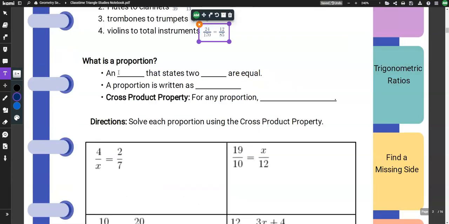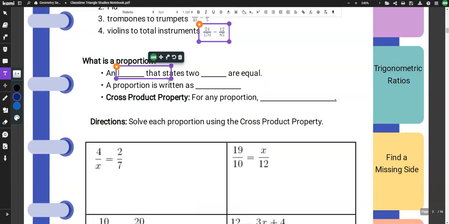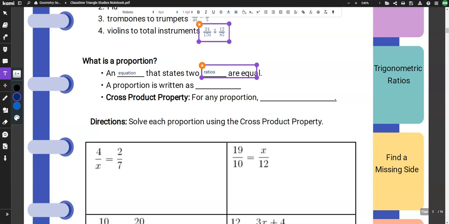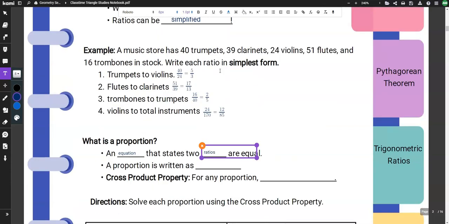Next up, proportions. First thing, the definition of proportion. Well, a proportion is an equation that states that two ratios are equal. So most of the time when we say equations, you think of things with variables, but everything we just wrote in numbers 1 through 4 are equations. Equation just means there's an equal sign. Something is equal to something else.